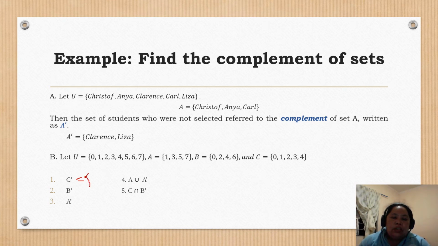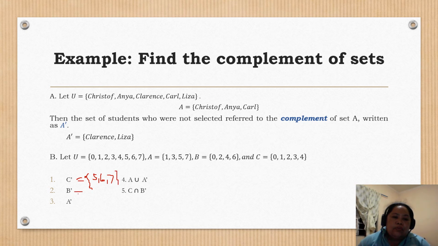Okay, what is in the universal set that is not in set C? So we have 5, 6, and 7.